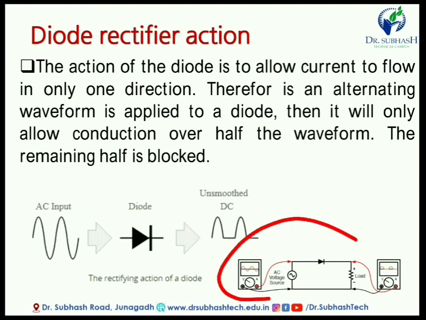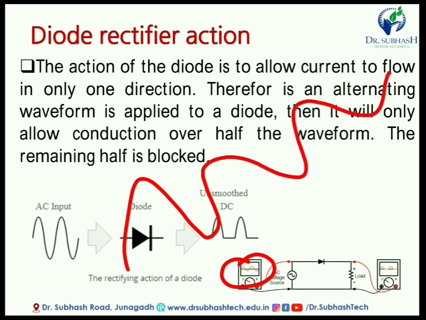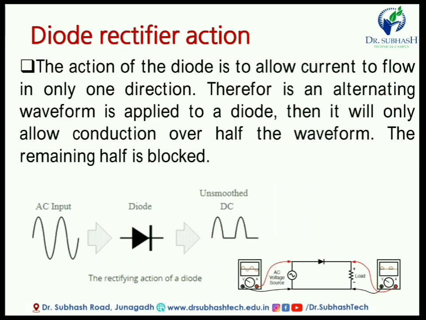The practical arrangement is like this. One diode is connected in series with a resistor, and whenever the positive half cycle is there, we get the output waveform. Here in the CRO you can see this type of waveform, a sine wave, and in the output only the positive half cycle is there, no negative half cycle. So we can say this is the basic half wave rectifier, the basic rectification process of the diode rectifier.